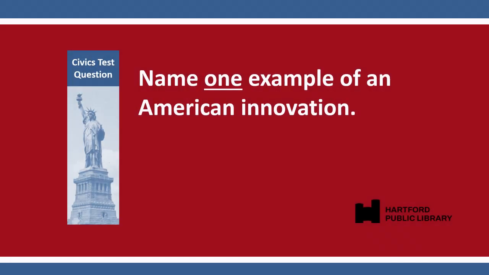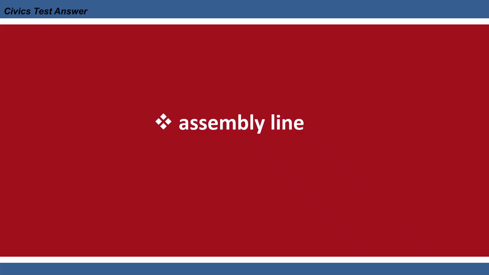Civics test question. Name one example of an American innovation. Assembly line. One American innovation that had a huge impact on the economy and on Americans' everyday lives in the 1800s was the assembly line.